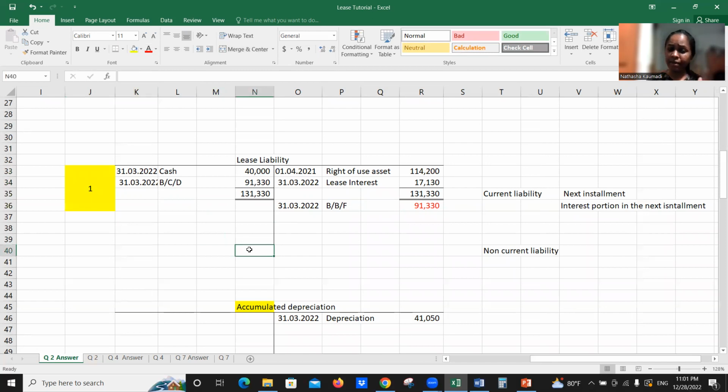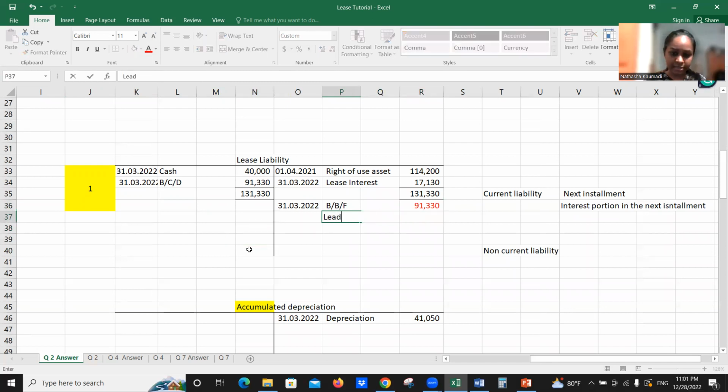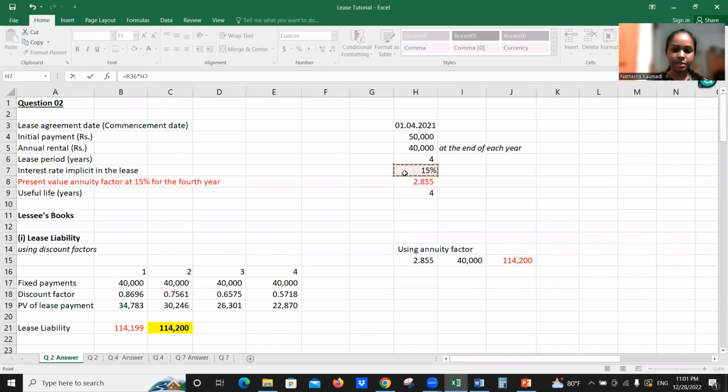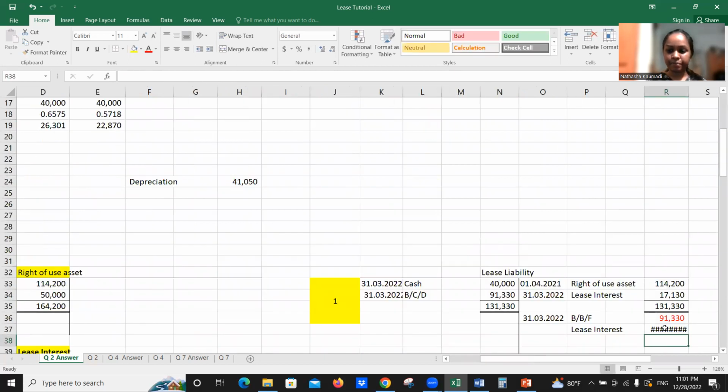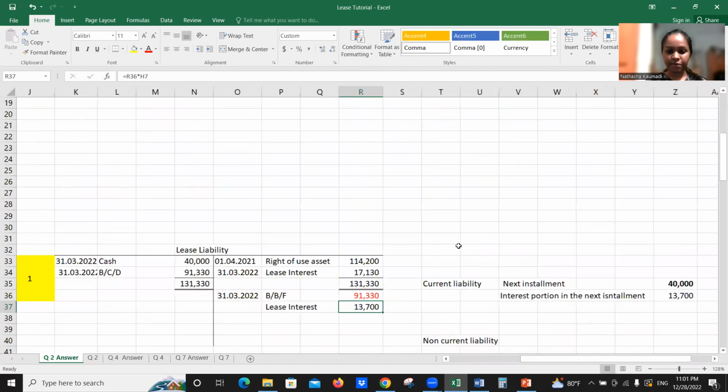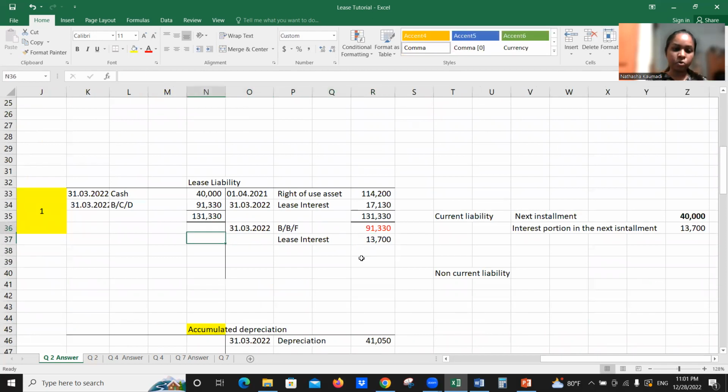How do we record in the second year? There is the balance. To that balance, our opening lease liability, again next year also you are computing the lease interest. How to compute the lease interest? 91,330 multiplied by 15%. What is the value? 13,700. This value. Next year also, you will be paying cash. You will be paying the installment. How much is that? 40,000.